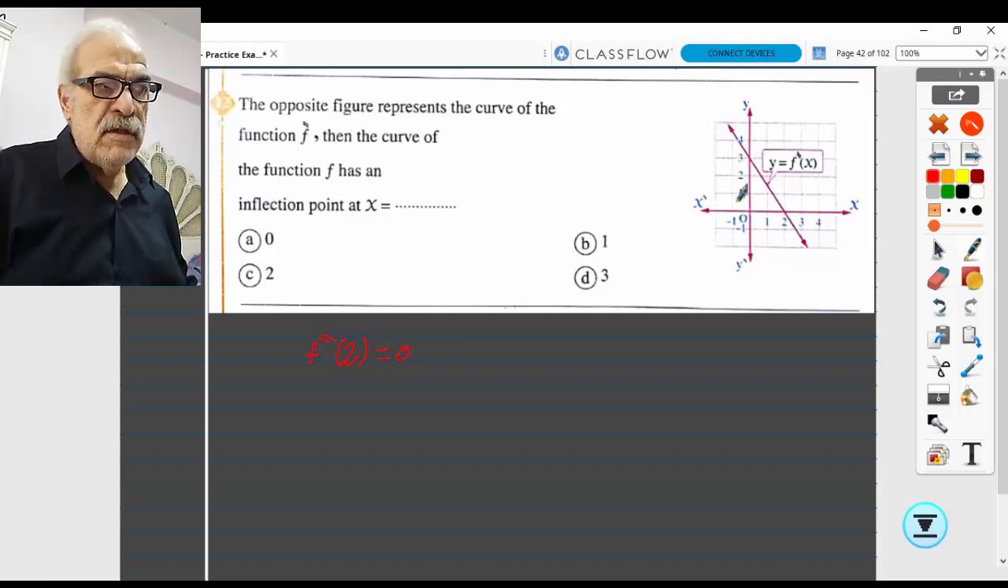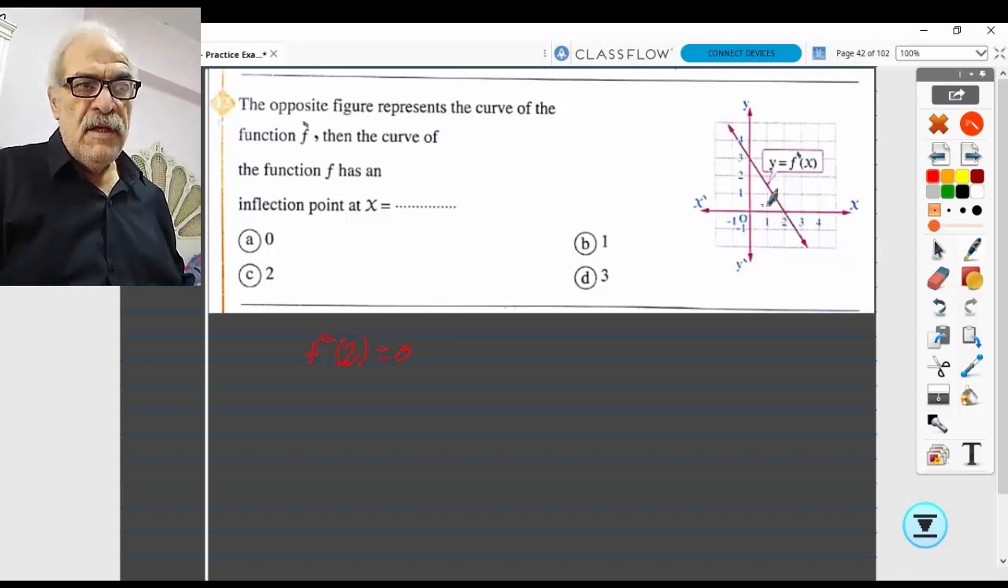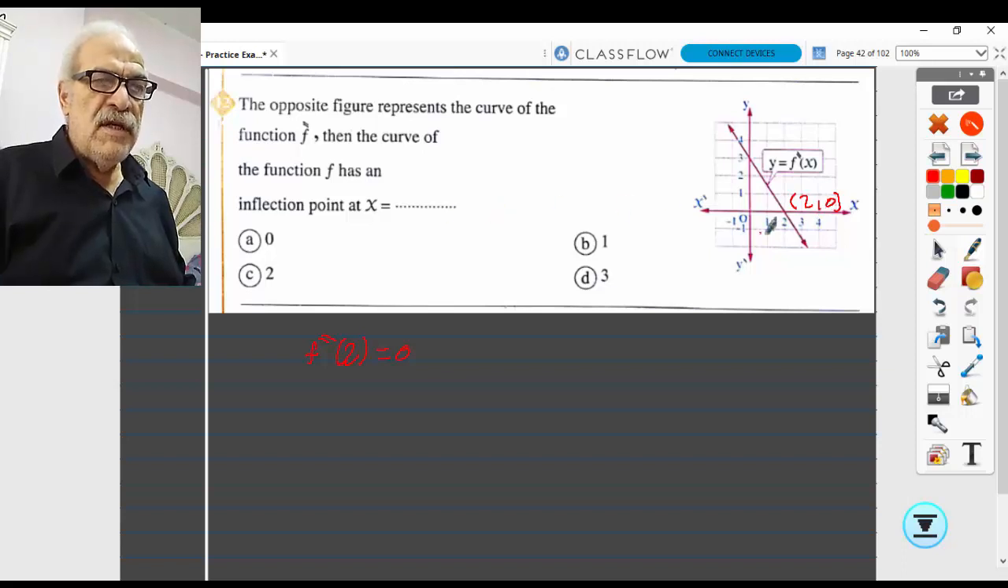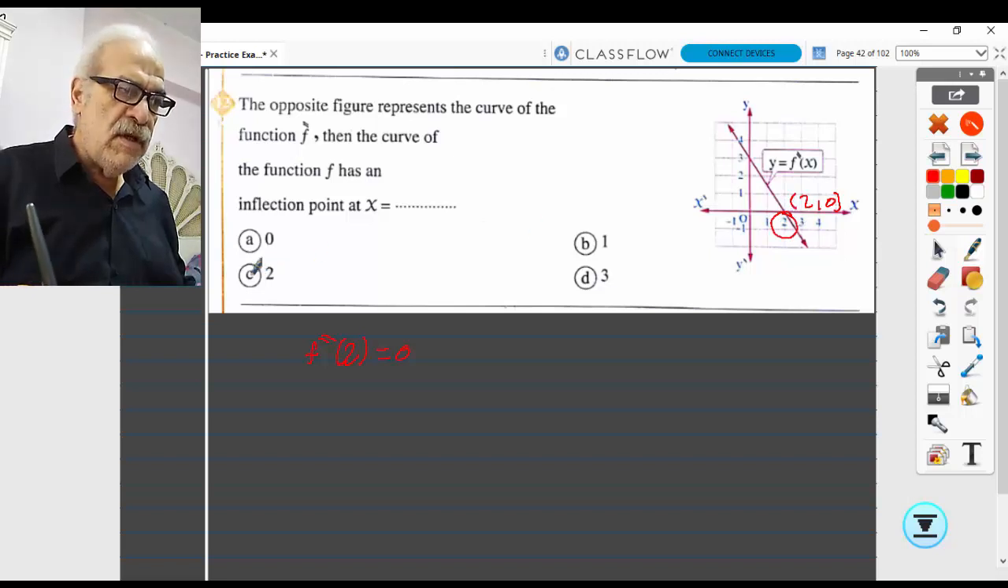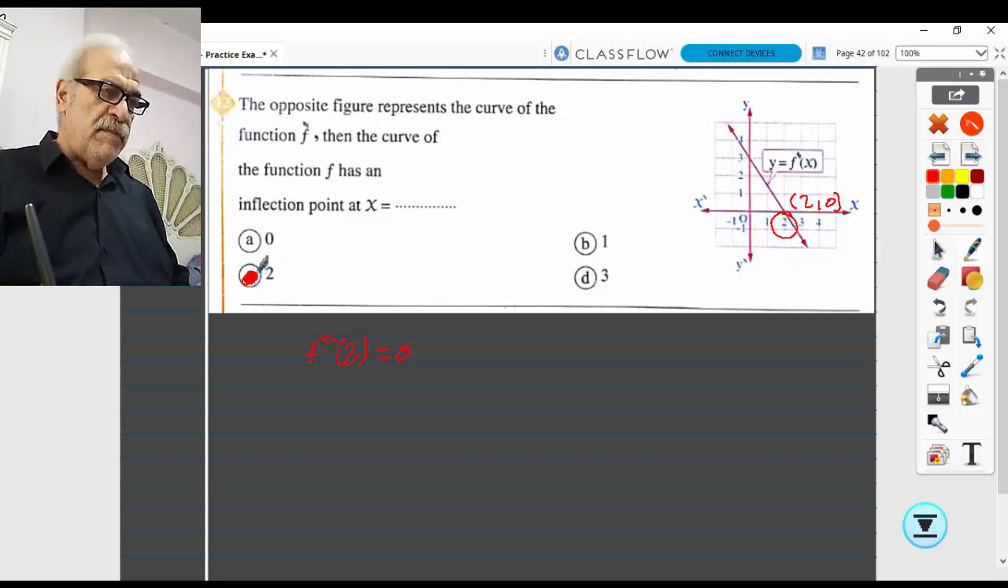f double dash of 2 equals 0 because the figure which represents f double dash is a straight line here, and it cuts the x-axis at 2. So at this point, we have 2 and 0. So you can say that f double dash of 2 equals 0. So there is an inflection point when x equals 2, and the solution will be letter C. Okay?